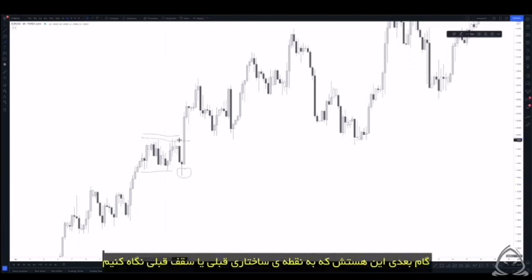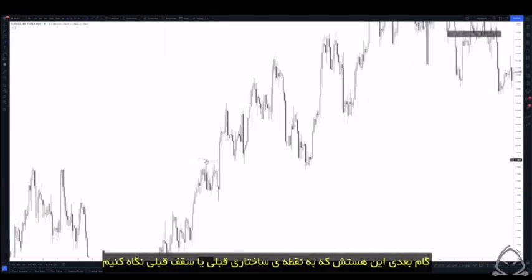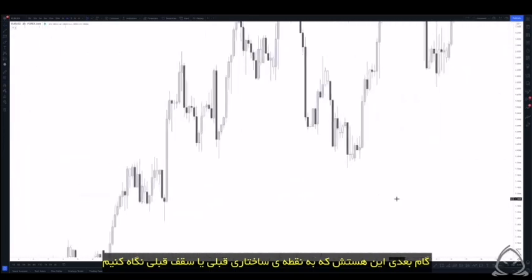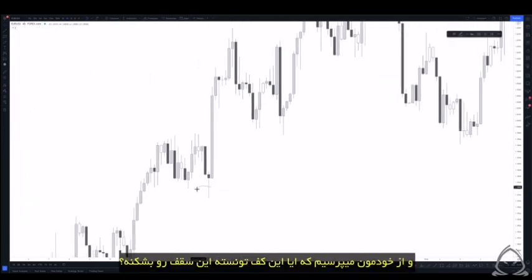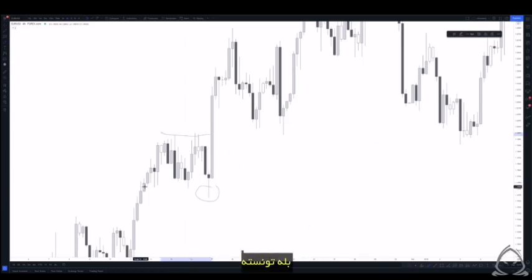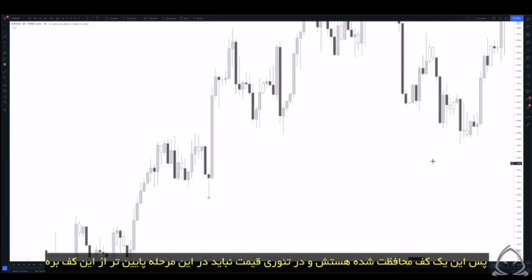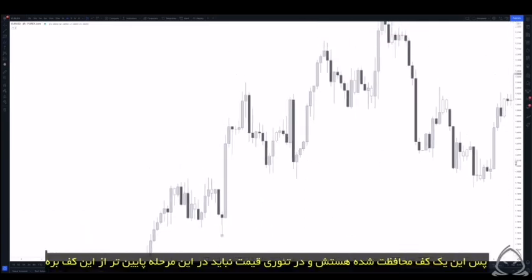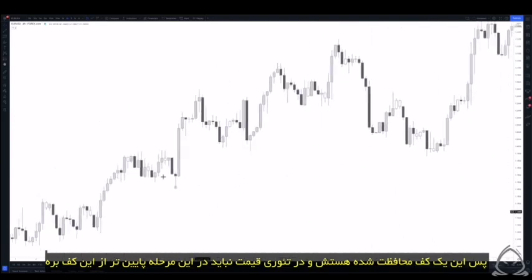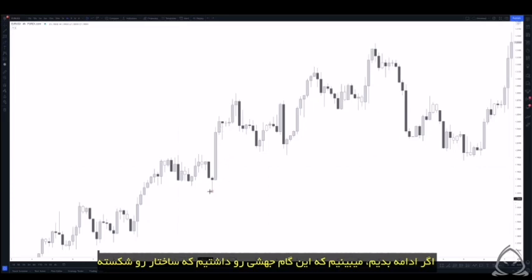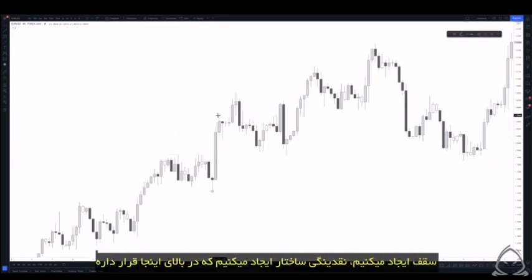Our next step would be to look at the structural point or the previous high. And then we ask ourselves, is this low successful in breaking this high? Yes, it is. Has it taken liquidity? Yes, it has. Therefore, this is a protected low and in theory should not be traded below at this stage of price action. So if we move on now, we can see that we have this impulsive leg that breaks structure.